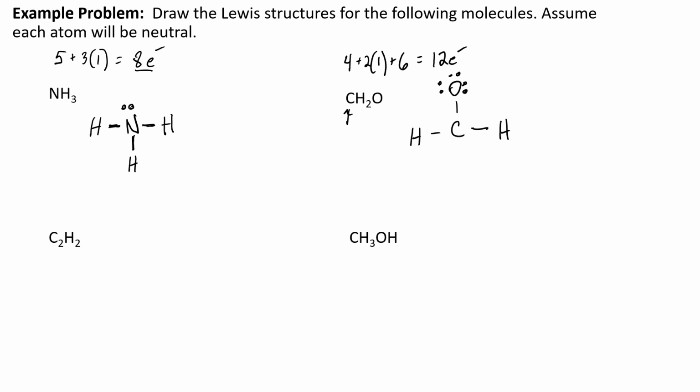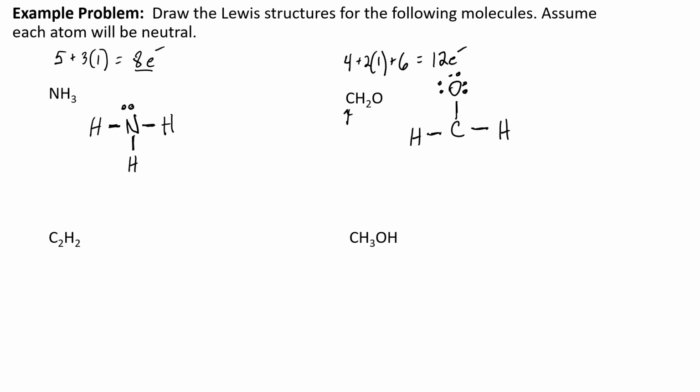Okay. And right now I'm going to count. How many did I use? 2, 4, 6, 8, 10, 12. So after step 3, I've distributed all of the electrons. Step 4 says put any extras on the central. Well, I don't have any extra electrons. So let's go to step 5.